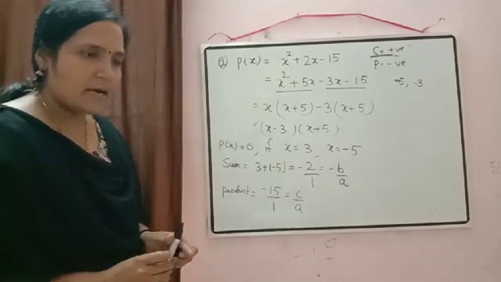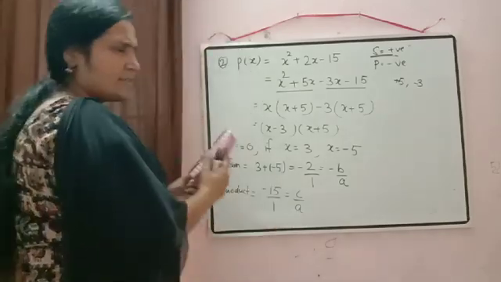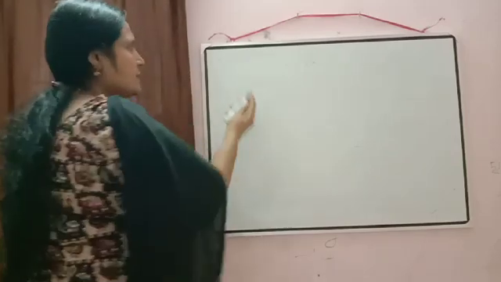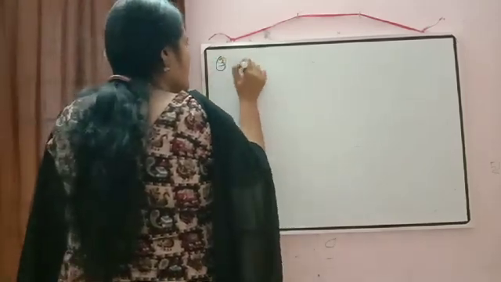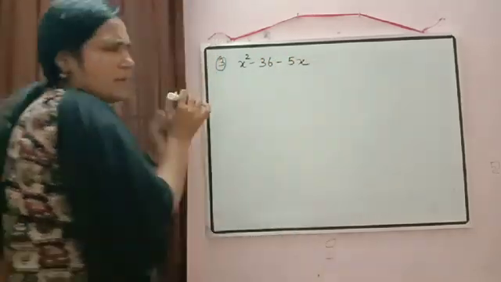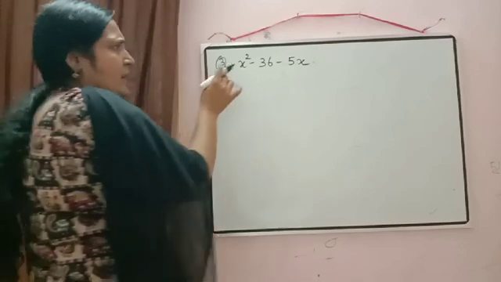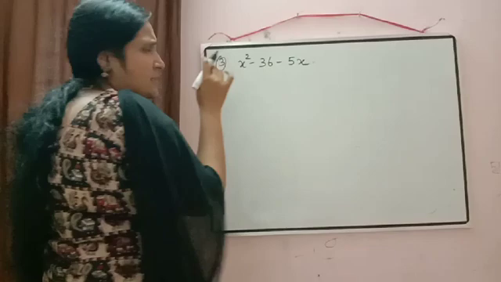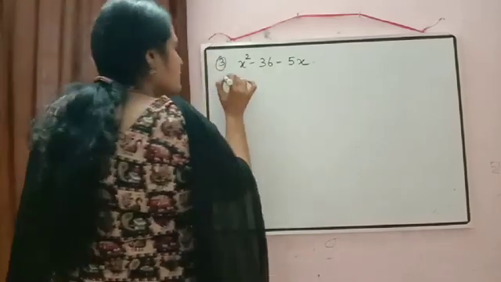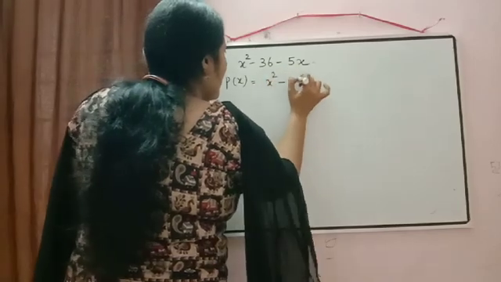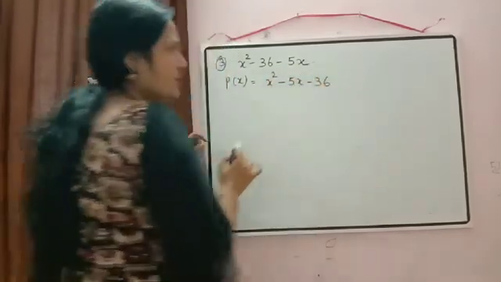Okay. Now write down the next question. Third question is x square minus 36 minus 5x. Now you just check here, this polynomial is not arranged correctly. First, the power of x is 2. Then the next term should be that term in which we have power of x 1. So first rearrange it. P of x is equal to x square minus 5x minus 36.